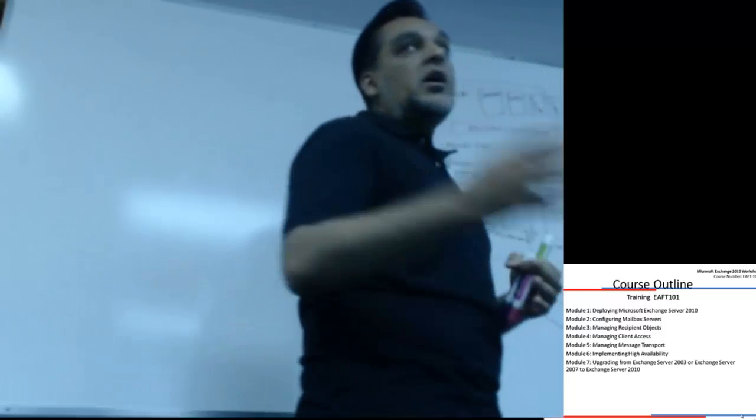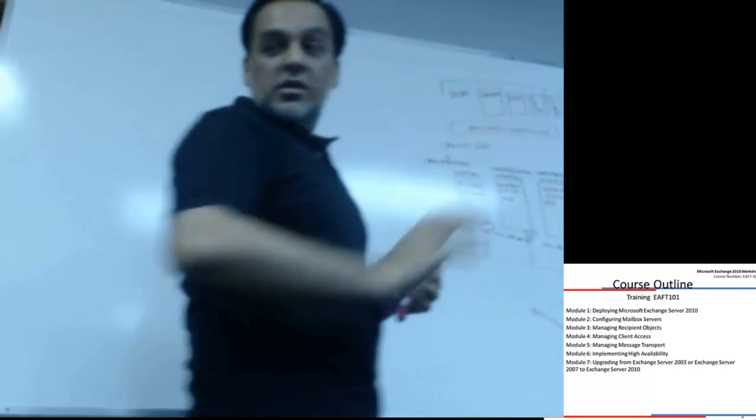So let's start. In this training, there are 7 modules that I want to cover. The first one is deploying Exchange 2012. Second, configuring the mailbox role. Third, recipient objects. Fourth, the client access role. Fifth, and so on. Right from the start, you have deployment of Exchange. Here we're going to go through all the introduction of Exchange. What is Exchange? Why Exchange? How many companies are using Exchange? How does it connect to Active Directory? We need to have that basic understanding.